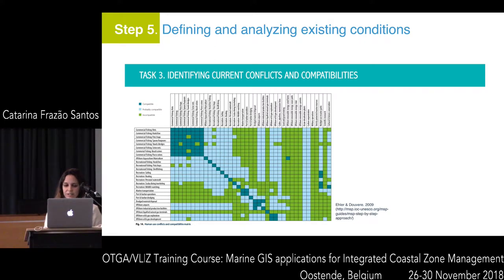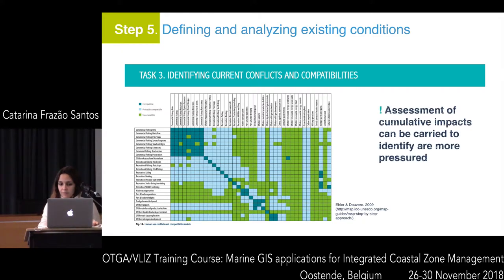This is a matrix that appears in the step-by-step guide that shows compatibilities and conflicts between different uses. You can see that the darker ones are the ones that are compatible. The green are incompatible uses, and these ones are probably compatible, so they need more information. This type of data should be taken into account when making decisions.